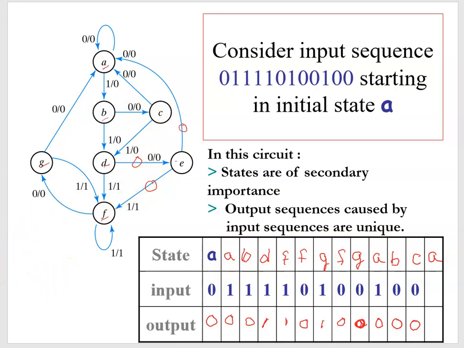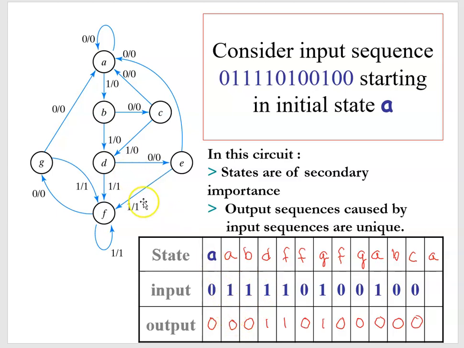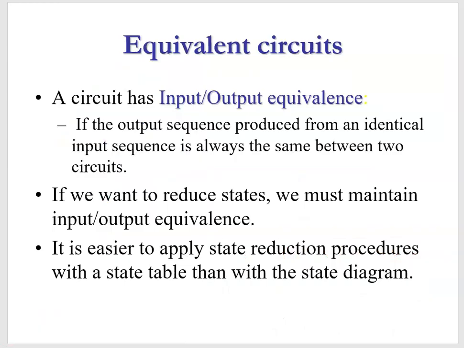So what we've come up with then is our input-output sequence, and the states here are secondary importance. What's important is that this output sequence caused by this input sequence is unique. So if we reduce the state machine, we could change these states as long as we can still get the input-output sequence, and that would be our input-output equivalency. So a circuit has input-output equivalence if the output sequence produced from an identical input sequence is always the same between two circuits. So we're just testing a small sample. We don't have an always. If we want to reduce the states, we have to maintain that input-output equivalence.